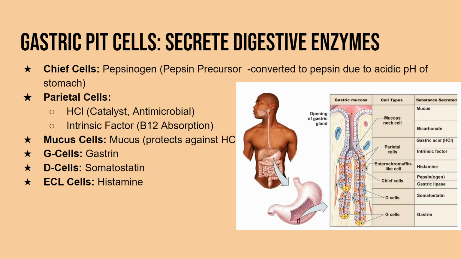So you have chief cells that secrete pepsinogen, and pepsinogen is converted to pepsin in the presence of acid, which then helps digest proteins. Parietal cells secrete HCl and intrinsic factor. Mucus cells produce mucus. G cells produce gastrin. D cells produce somatostatin, and ECL cells produce histamine.